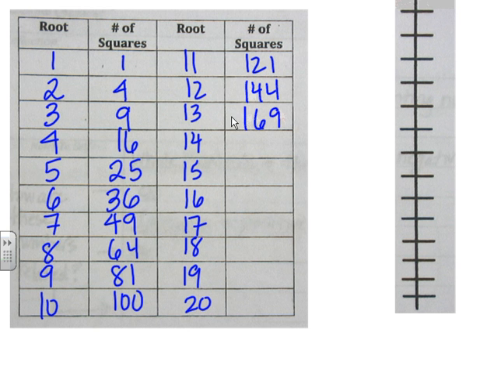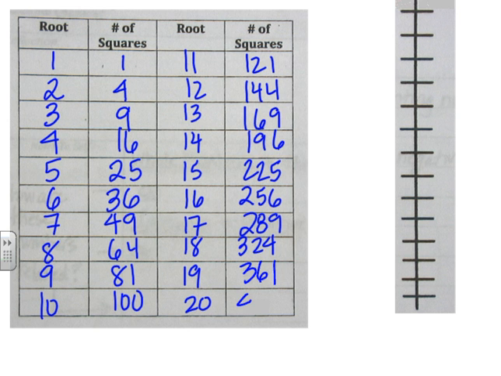Some people might not be able to continue this without a calculator. 16 times 16 gets us 256. 17 times 17 will get us 289. 18 times 18 gets us 324. And 19 times 19 is going to give us 361. And 20 times 20 is 400. So this gives us an idea about numbers and their relationship.